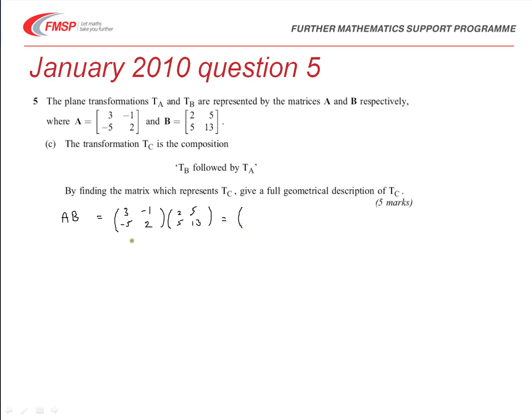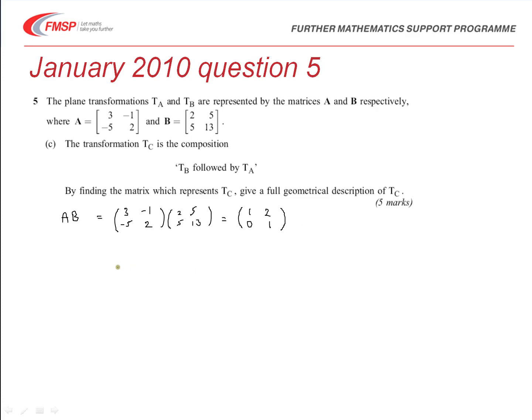Okay, so again, it's row times column, so it's 3, -1 times 2, 5, so that's 2 3s are 6 minus the 1 times the 5, so that gives us 1. Second row by the same column, it's 2 times -5 and 2 times 5, which is going to give us 0. Then the top row with the second column is 3 5s are 15 minus 13, which gives us 2. And then finally, it's the -5 times the 5 and the 2 times the 13, which again is going to give us 1. So that gives us the matrix which represents this transformation.